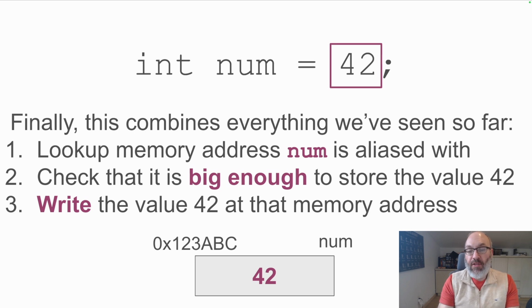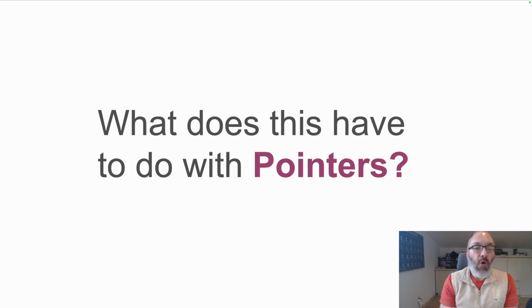So if we imagine a box somewhere in memory, all three of these things are true. Inside of that box is the value 42. How to get to that box is a memory address somewhere in your memory, and that address is 0x123abc. But you could also call it num, and that's a much more convenient way of going to that memory address than actually having to know that it's 0x123abc. So what does all of this have to do with pointers?